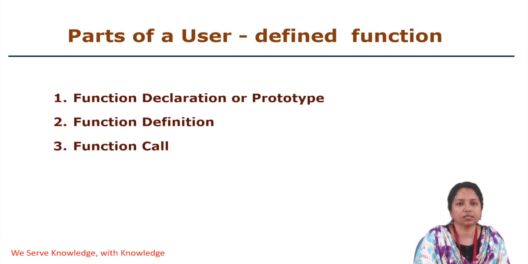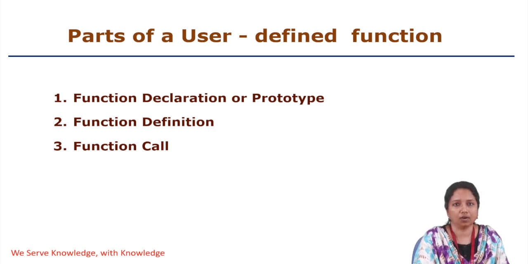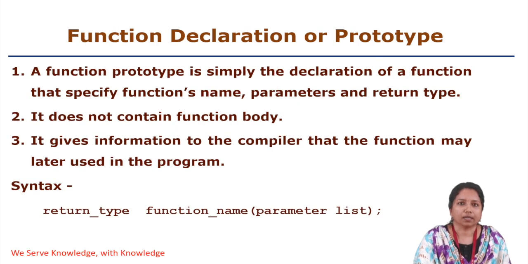There are three parts of a user defined function: the first is function declaration or prototype, the second is function definition, and the third is function call. First is function declaration or prototype. The function prototype is a simple declaration of a function which specifies the function name, parameters, and return type, and it doesn't contain any function body. It gives information to the compiler that the function may be used later in our program.